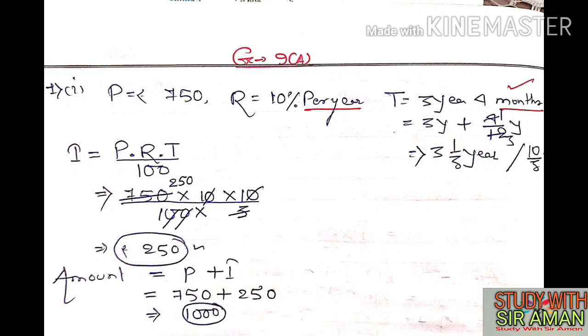Now after this, check here. Interest is equal to P into R into T by 100. The dot means multiplication. Put the values, do the calculation. Interest will come 250 rupees. Interest is 250. Now amount means final money: principal plus interest. So principal is 750 and the interest is 250. Interest means the extra money. 1000 is our required answer.